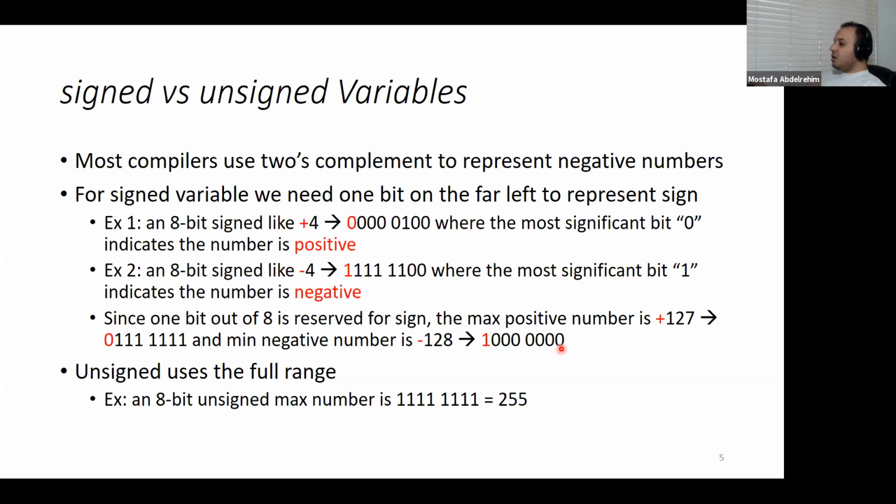By the way, if all the digits are 1, this is 0. The two's complement of that number is 1. So that's why we have less range in the positive, from 255 to 127. This is because of the last bit.